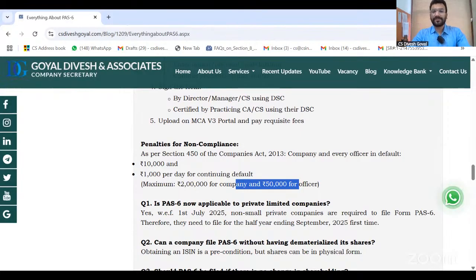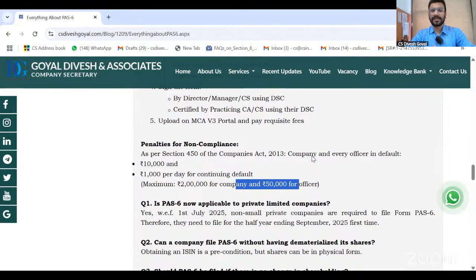Although many times we have seen people saying that ROC will not impose the penalty. See, whether ROC will impose the penalty or not, we cannot say that. It is the complete discretion of the ROC. We have seen some cases in the case of public companies where ROC has already imposed penalties on the company. So make sure if the provision is applicable to you, you file the PS6 by 30th May.